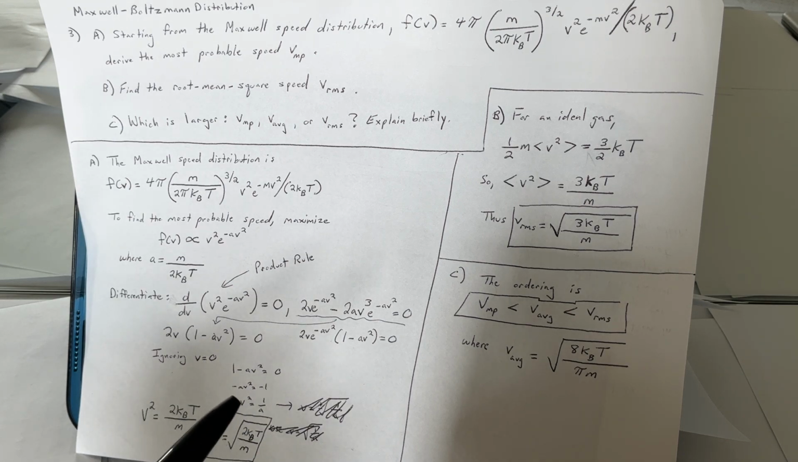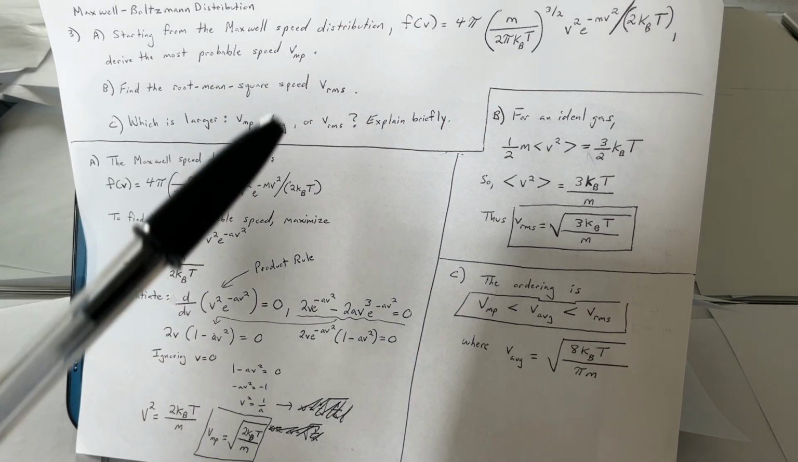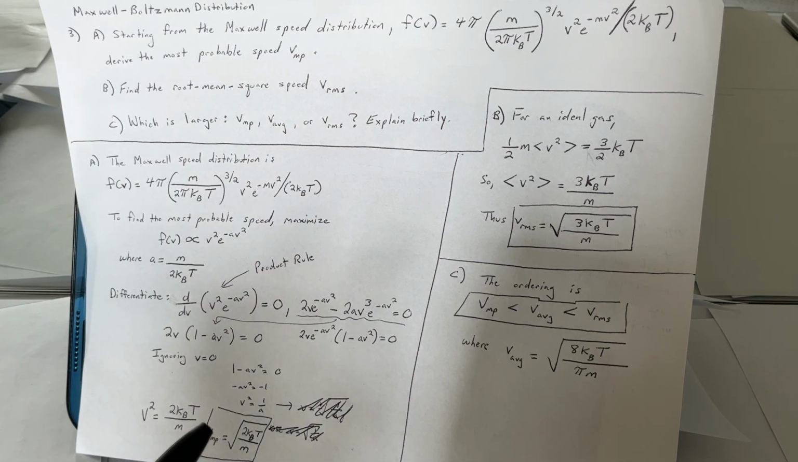Add that to both sides. We isolate v squared, that's 1 over a. Take the square root; we're only going to take the positive value. So the most probable speed is v_mp, square root of 2 k_B T over m. Okay, so that takes care of letter A.